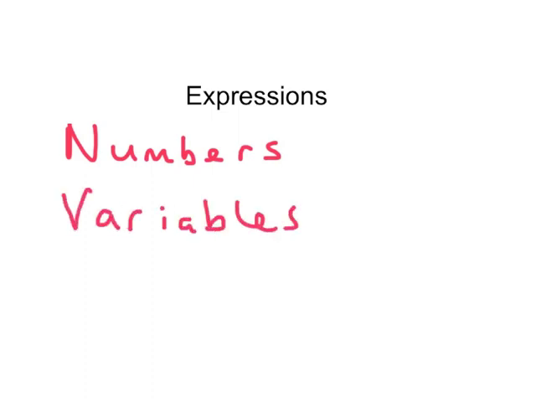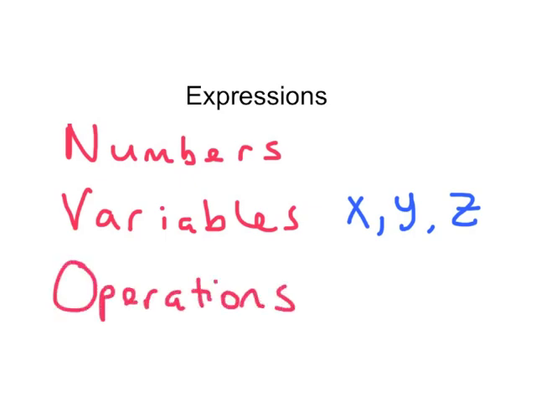An expression is a mathematical sentence that has numbers, variables, and variables are going to be the letter X or Y or Z, and they stand in for numbers that we don't know yet. We can also have in these mathematical sentences or expressions operations, and our operations could be plus, minus, division, multiplication, even parentheses to help us change the order of our evaluation.